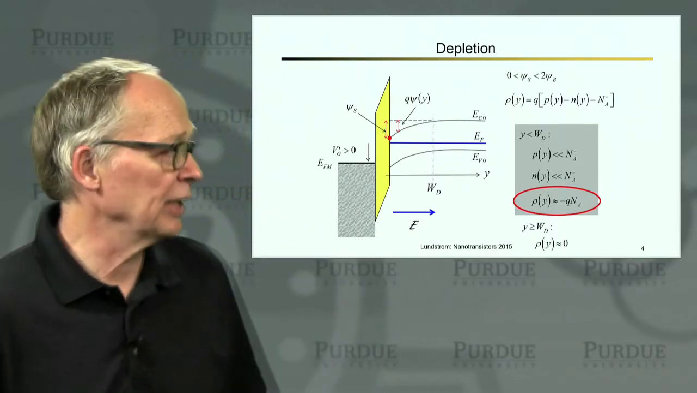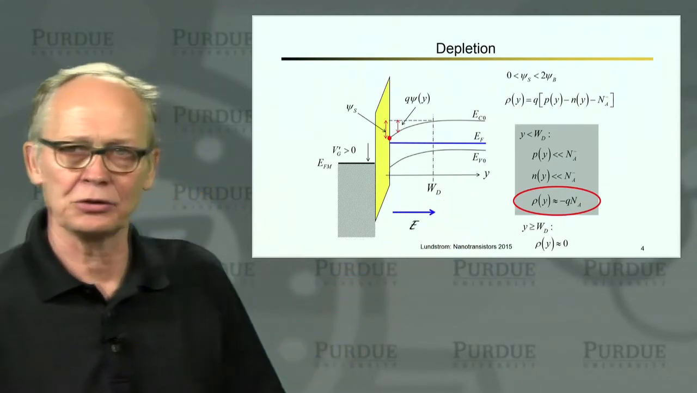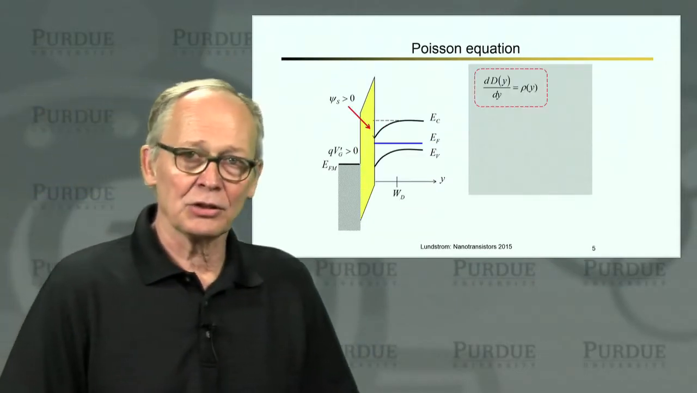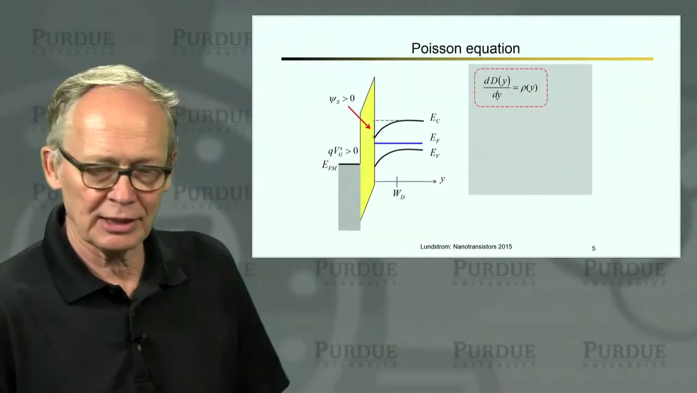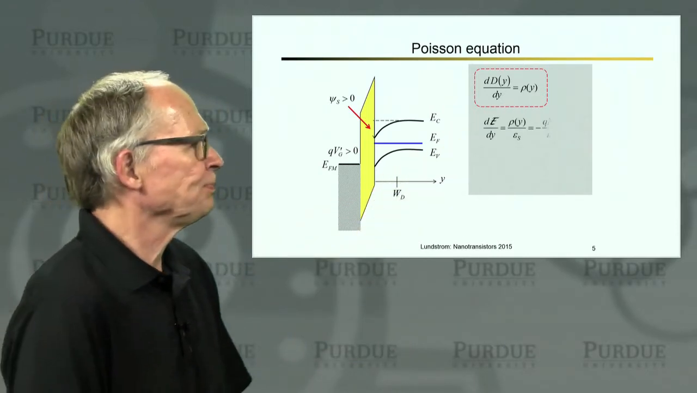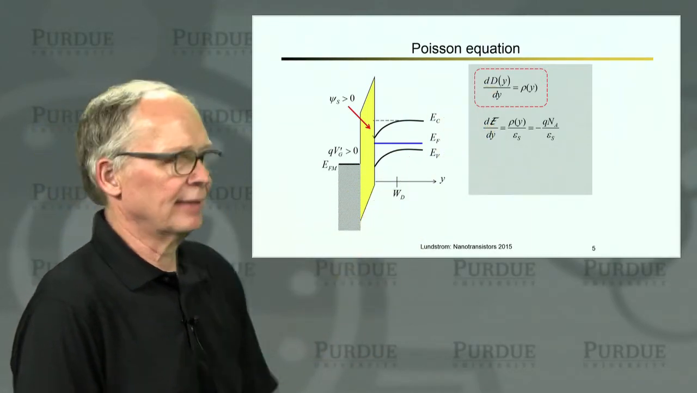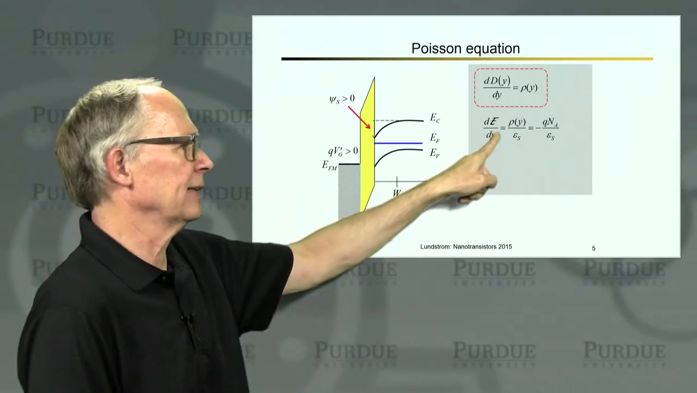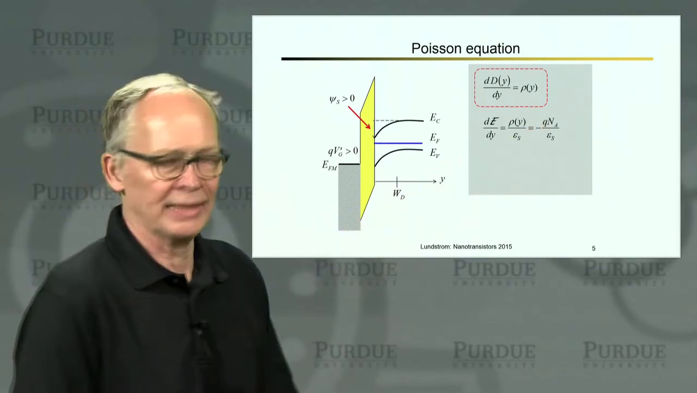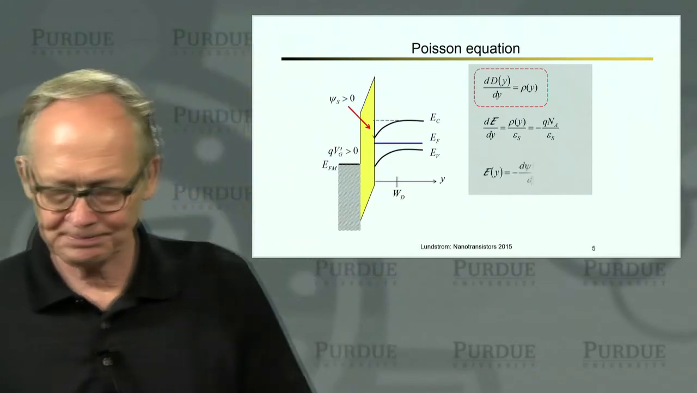Now, if I go deeper into the semiconductor, beyond Y greater than W sub D, everything is neutral. So I have no electric field, no potential drop in that region. So to solve this problem, we're going to solve the Poisson equation. Divergence D is equal to rho. This is what it looks like in 1D. Displacement field is dielectric constant times electric field, so I could rewrite it as an equation for the electric field. And the charge density is simply minus Q times N sub A. So I have a simple equation for the slope of the electric field.